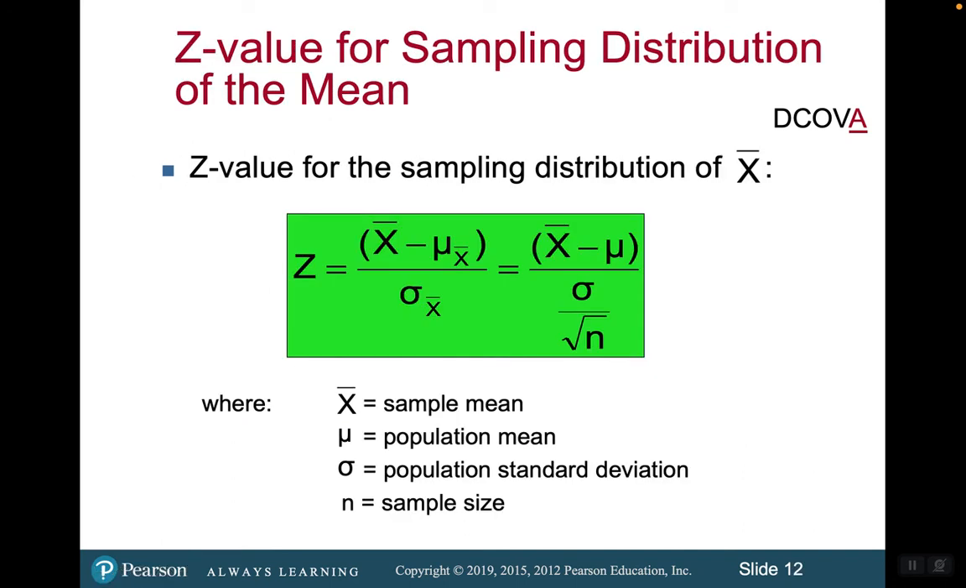The other thing we can do is use our standardized distribution, using the z-values. We calculate our z-value, and then we can look it up in the table. We take the difference between the sample mean and the population mean, divided by the population standard deviation. This is how we calculate the z value.